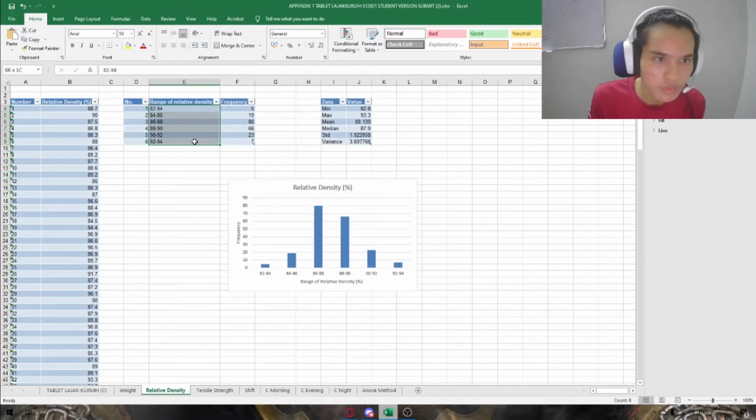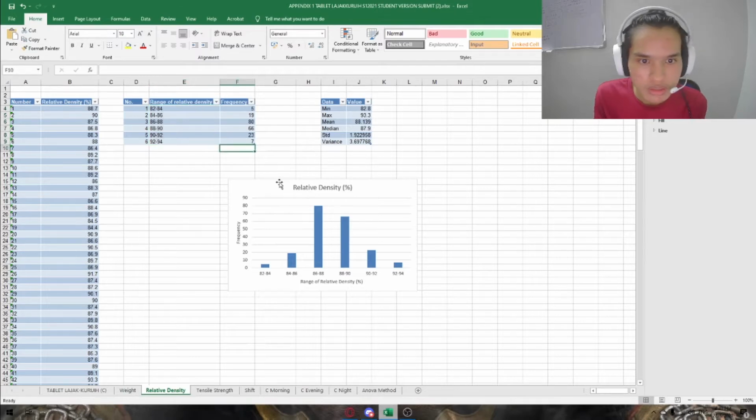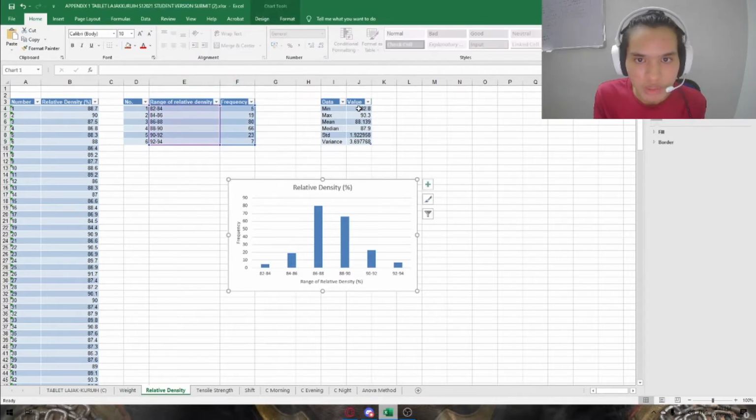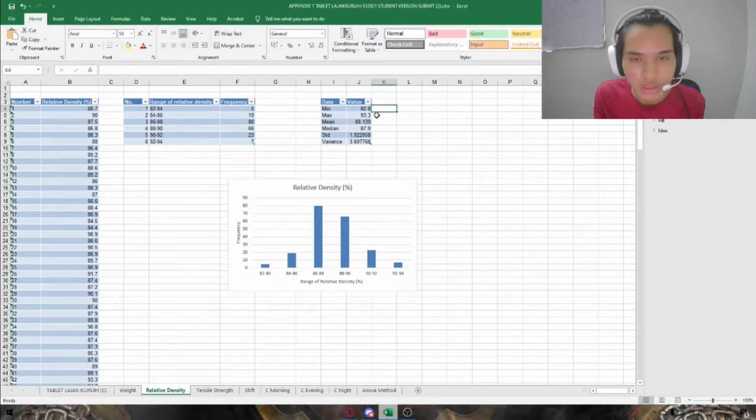Let's go for relative density. Sort the range for 2%. And this is the bar chart. The minimum value is 82.8, the maximum is 93.3, the mean is 88.139, the median is 87.9, the standard deviation is 1.922958, the variance is 3.697768.